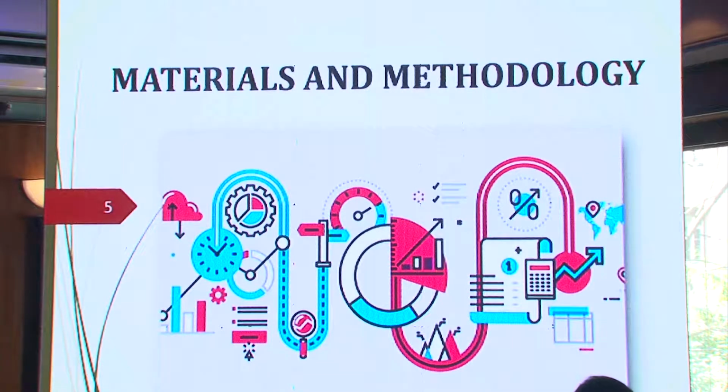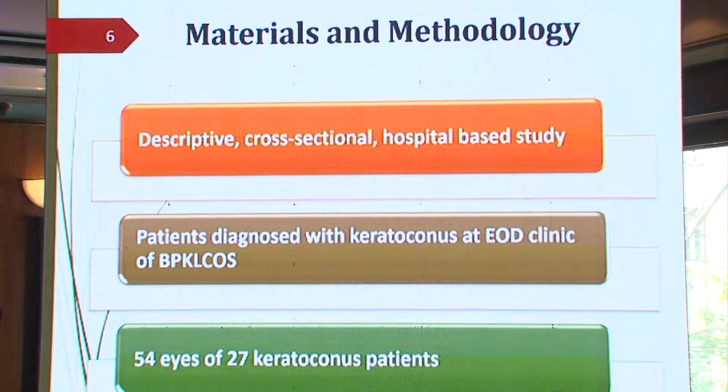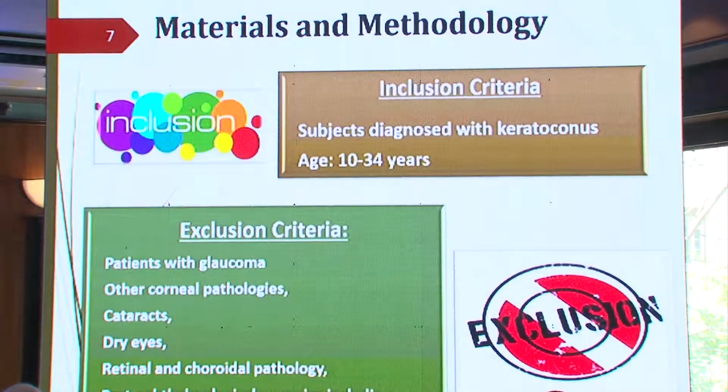Now, coming on to materials and methodology. This study is a descriptive cross-sectional hospital-based study which was done among the patients diagnosed with keratoconus at the EOD clinic of BPKLCS. This study included 54 eyes of 27 keratoconus patients as the subjects. The inclusion criteria were subjects diagnosed with keratoconus in the EOD clinic of BPKLCS between the ages of 10 to 34 years. The exclusion criteria were patients with glaucoma, corneal pathologies, cataracts, dry eyes, retinal and choroidal pathology, and past ophthalmic surgery, including refractive surgeries.